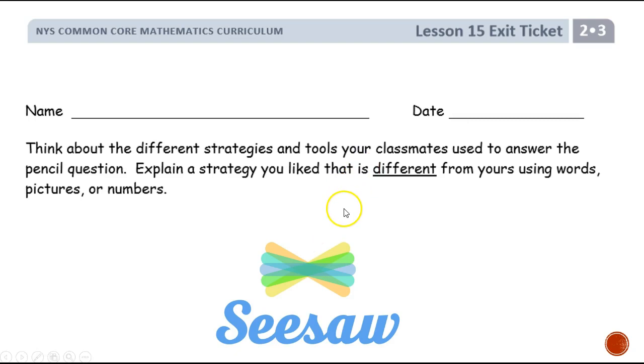Now it is your turn. You're going to think about the different strategies and tools your classmates use to answer the pencil question. Explain a strategy you like that is different from yours using words, pictures, or numbers. So look back at the strategies that we just learned. Pick the one that you like the best and show me how to do that. Good luck.